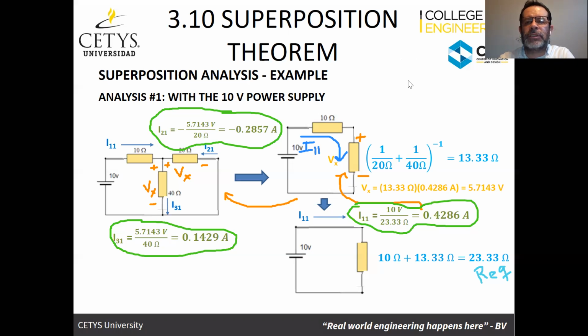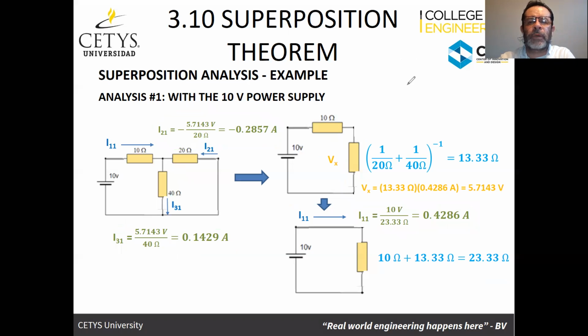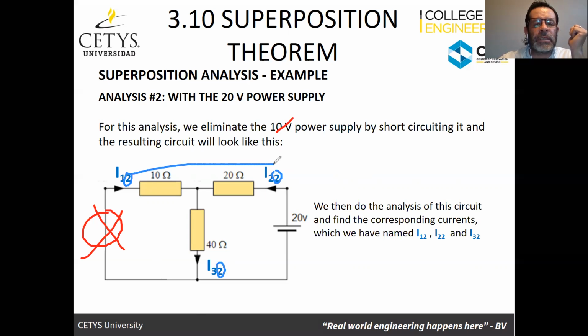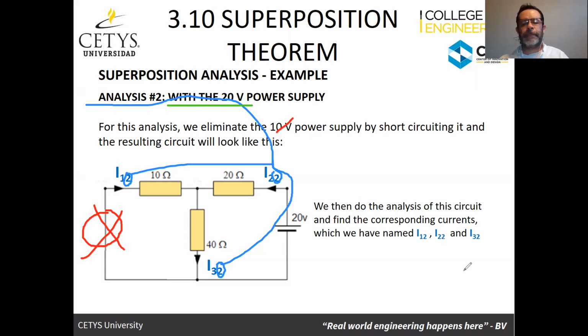Okay, I'm going to clear this and jump to the next one. So analysis number 2, now we're going to eliminate the 10 volt power supply, which was here. How are we going to eliminate it? We are going to eliminate it by putting a cable there, just a connection. And the same as the other one, we're going to have the three currents, I1, I2, and I3, but now I'm going to use another sub-index. I'm going to call them I12, I22, and I32. Why? Because these are going to be part of analysis number 2, which is going to be with the 20 volt power supply.